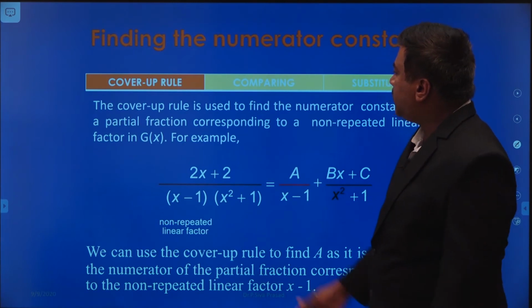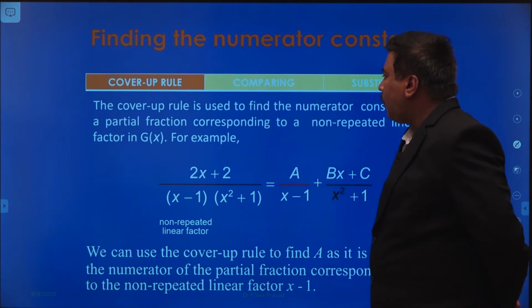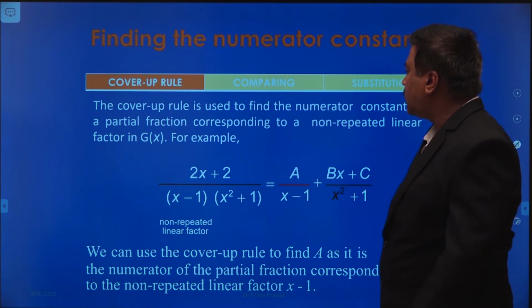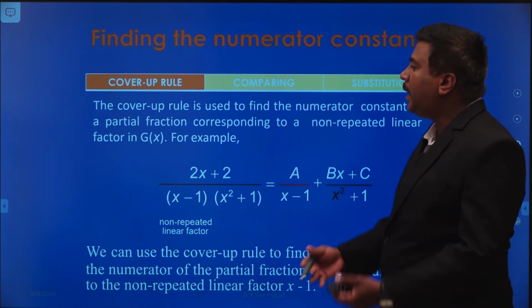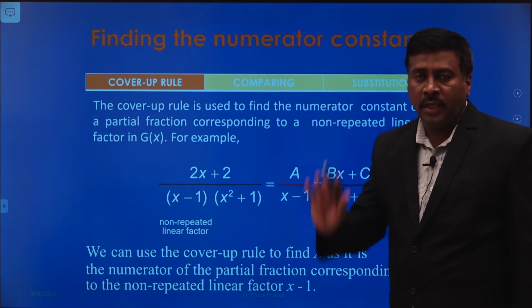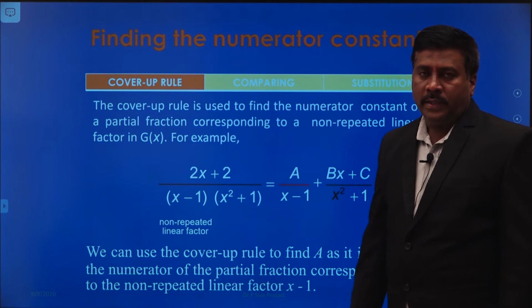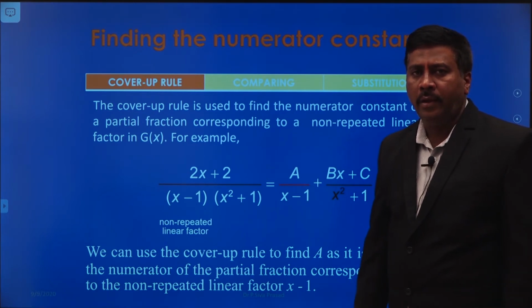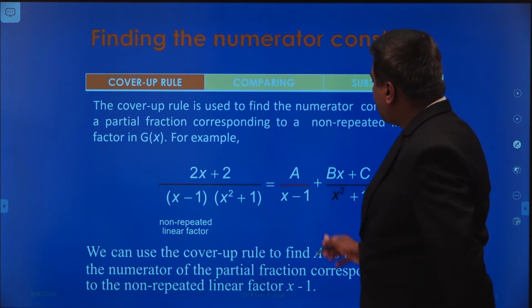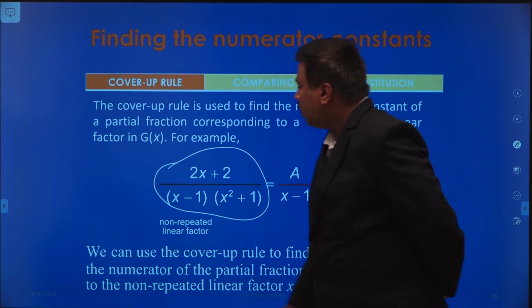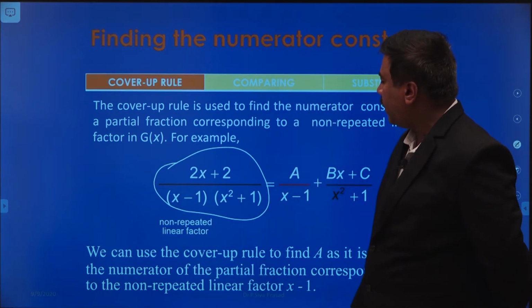Now, please see this cover up rule. The cover up rule is used to find the numerator constant of the partial fraction corresponding to a non-repeated linear factor in g of x. That means that is in type 1. Suppose in g of x there is a linear factor which is non-repeated, then only the partial fraction is to be considered like this. Suppose this is 2x plus 2 by x minus 1 into x square plus 1.